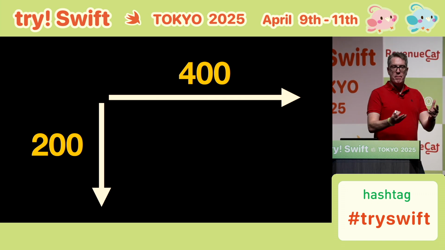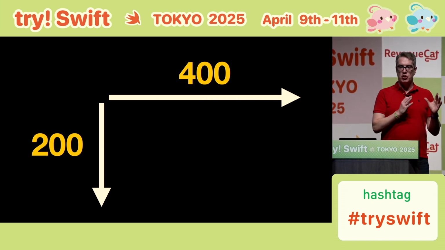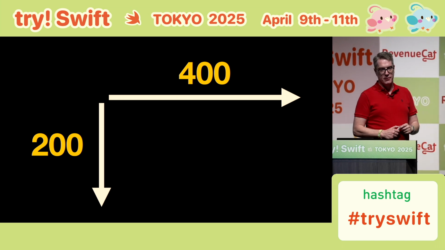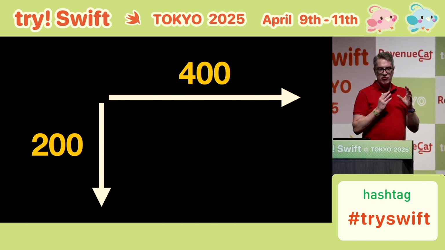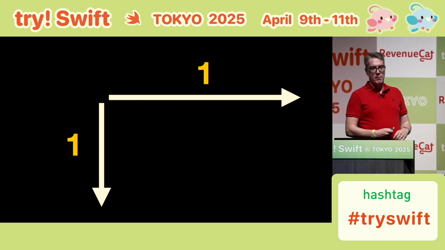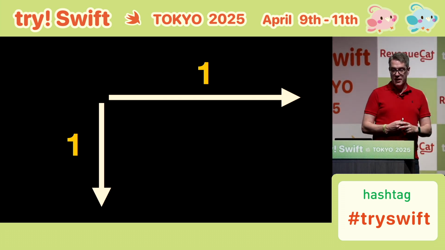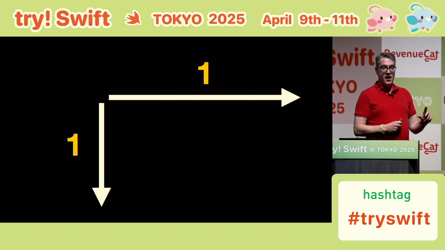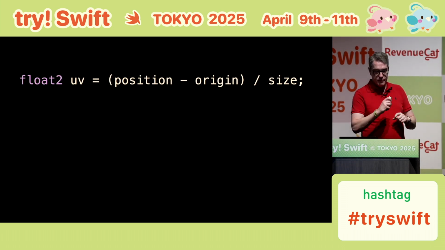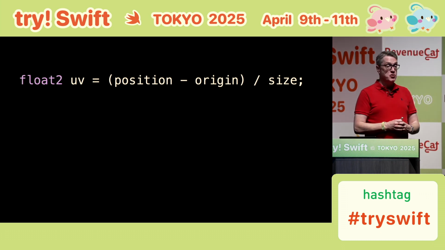So when SwiftUI passes width and height to us for the shader, they'll be measured in screen space, 400 pixels wide by 200 pixels high, for example. We don't want that. We want relative positions and relative sizes between 0 and 1, where 0 means top or left, and 1 means bottom or right. These are often called UV coordinates. So we can start by converting our absolute values into UV coordinates.